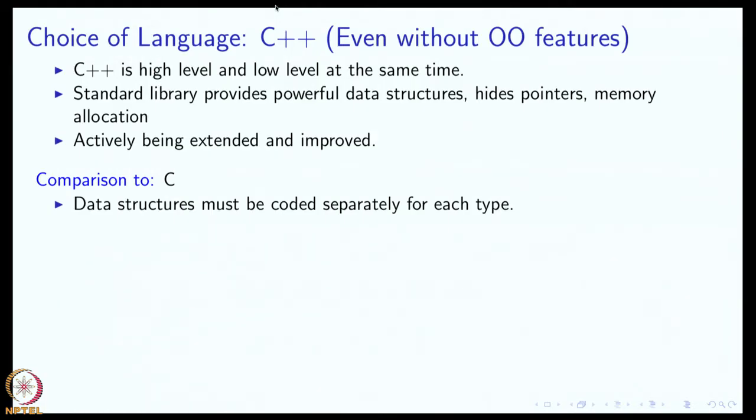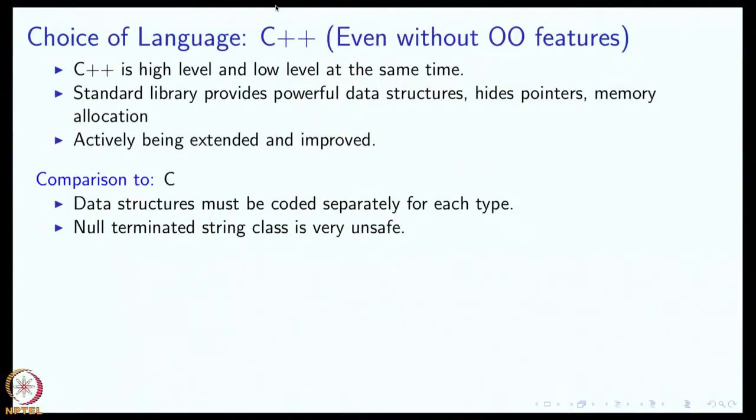For example, if you want to build any data structure, you have to build a data structure separately for each type. So, if I want to have a queue to store integers, that queue has to be written differently from a queue to store some structures. So, these low level considerations are going to bother you all the time if you are going to program in C.